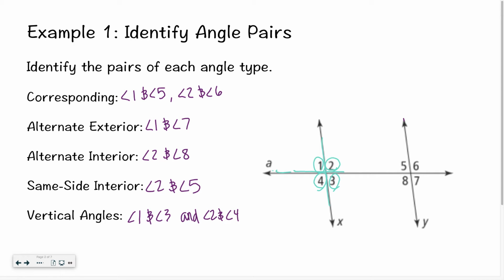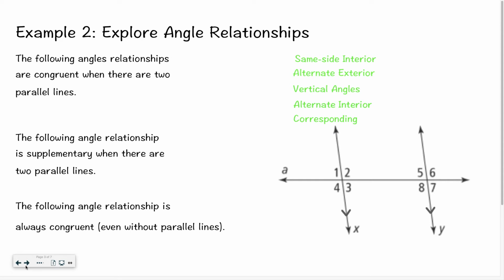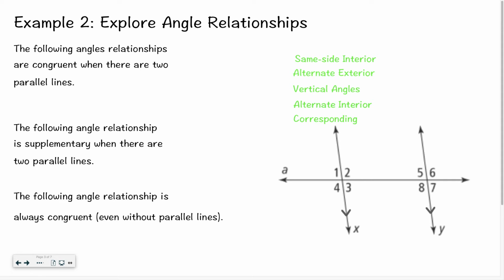What might two other vertical angle pairs look like? Hopefully you said angle 5 and angle 7 are vertical angles, or you said angle 6 and angle 8 are vertical angles. All right, let's move on to example 2 and talk about these angle relationships a little bit more.